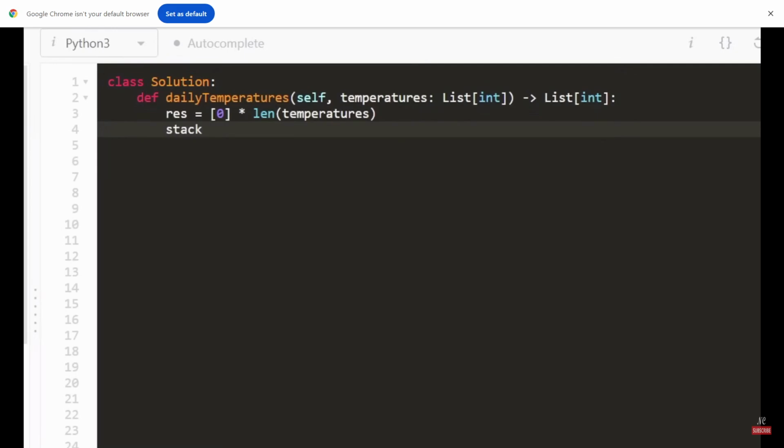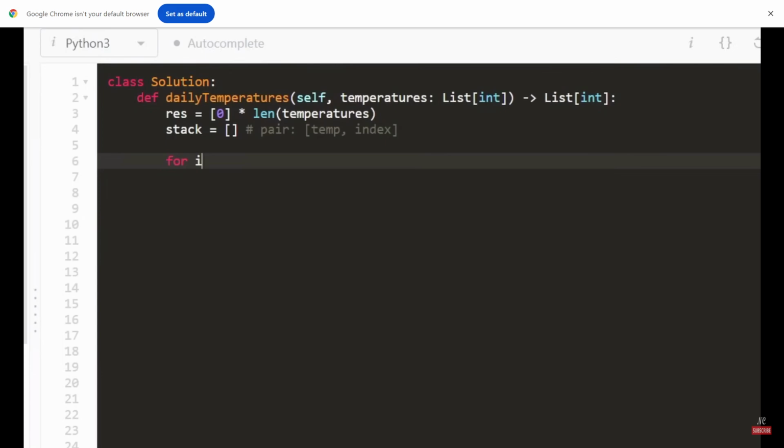Remember, this is our extra memory. It's going to contain a pair of values. In the drawing example, I only showed that we're adding the temperature, but we're also going to add the index of the temperature so we can calculate the difference, basically calculate the number of days it took us to find a greater temperature. So we're going to be adding 2 values to this stack, a pair of temperature and the index that that temperature occurred at.